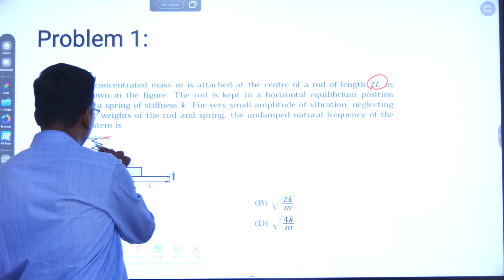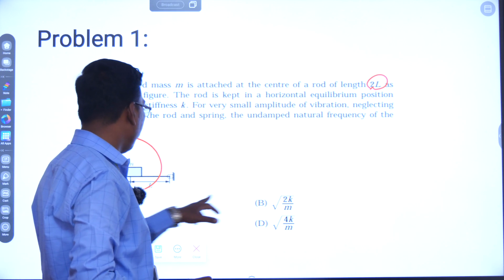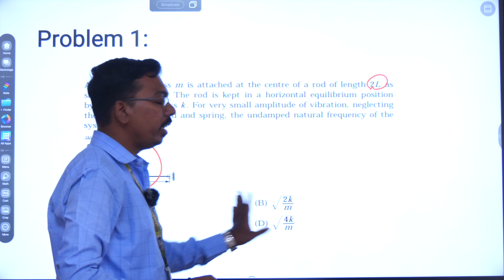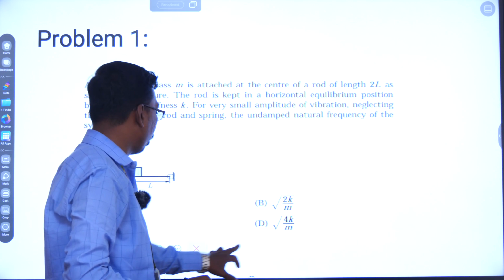Here the diagram has to be given. 4 values have to be given. A is root of K by M, B is root of 2K by M, C is root of K by 2M, D is root of 4K by M. Okay, right now we have to solve the problem.